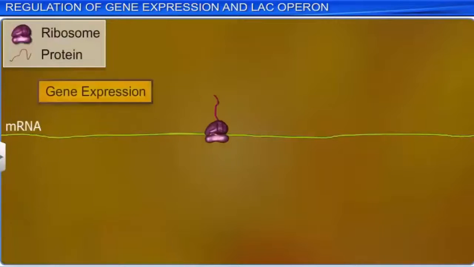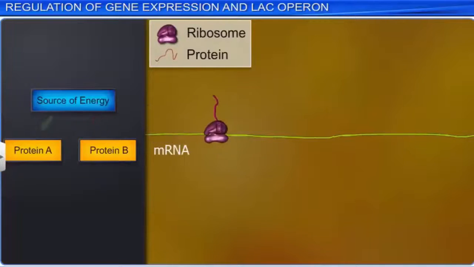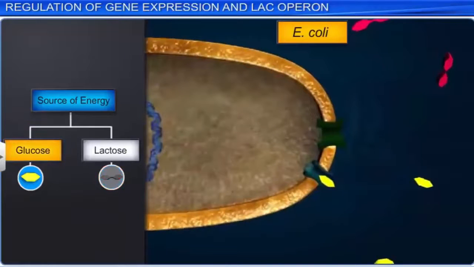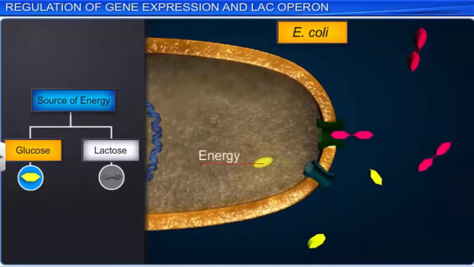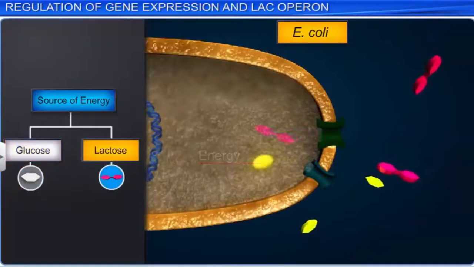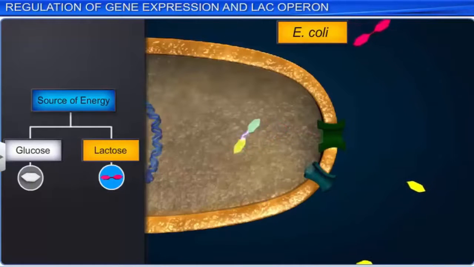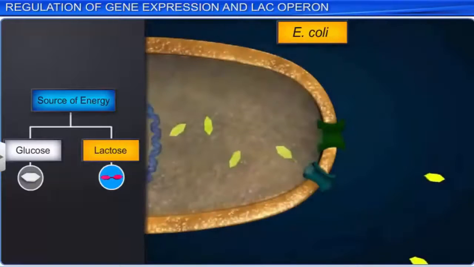Since gene expression results in the formation of a protein, genetic regulation controls which protein must be synthesized and which protein need not. For example, E. coli can use glucose, a monosaccharide, or lactose, a disaccharide, as its source of energy. However, lactose needs to be hydrolyzed or digested before it is used, and hence the bacterium prefers to use glucose when it can.